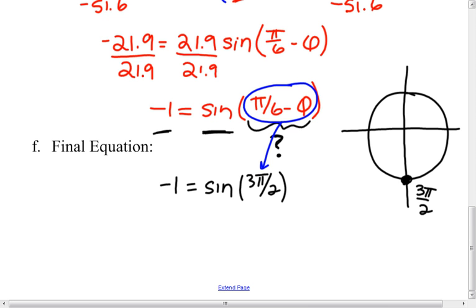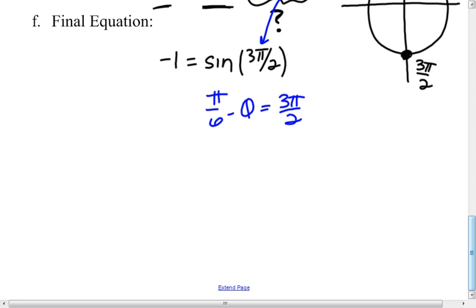So pi over 6 minus what number is going to make that equal 3 pi over 2? Because 3 pi over 2 is where sine is negative 1. So the process you're going to follow every single time you get to this point is you're going to take what's in parentheses, which is pi over 6 minus phi, and set that equal to 3 pi over 2. Again, that's because that's the only spot on the unit circle where your sine or your y value is negative 1.